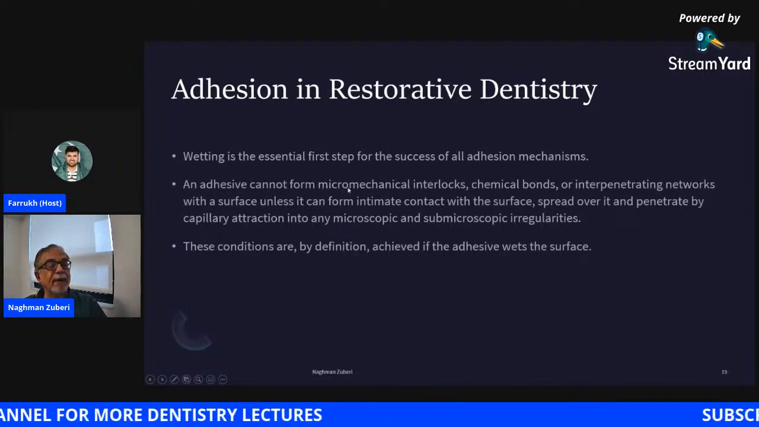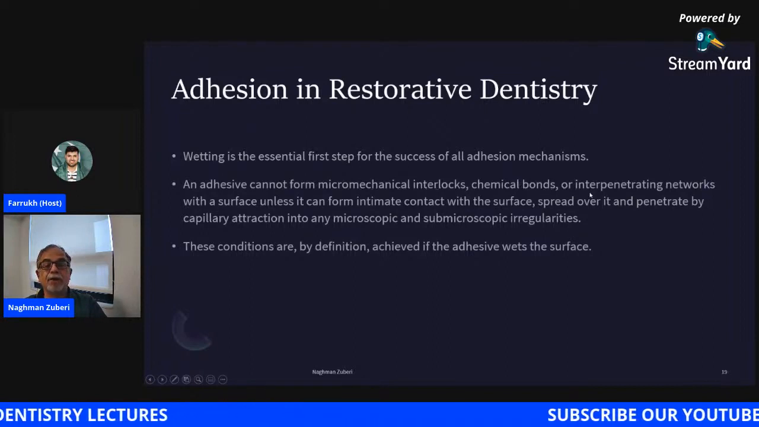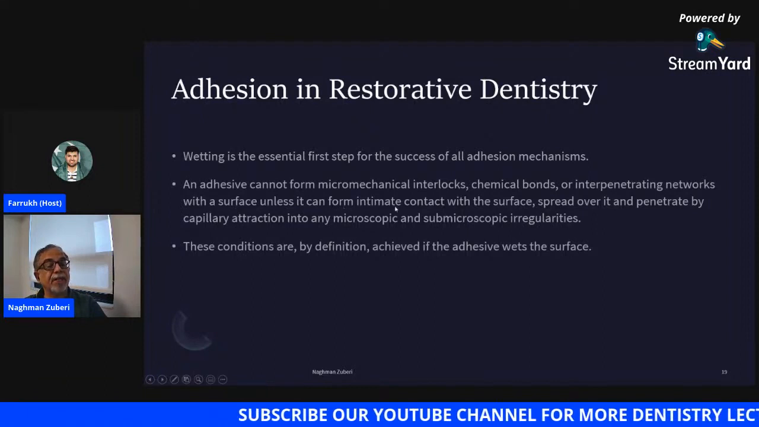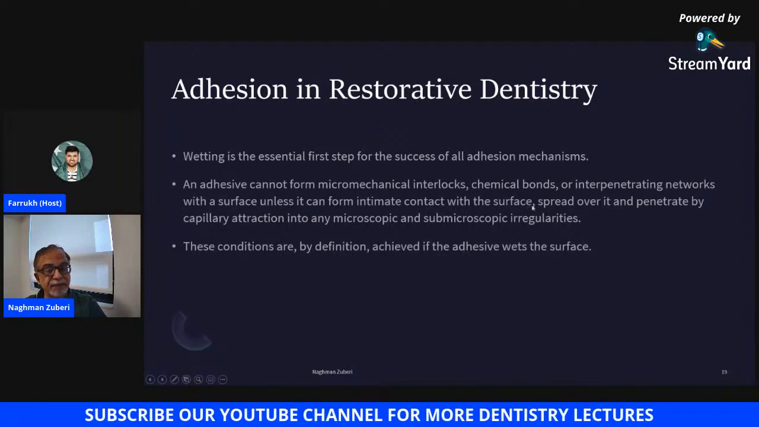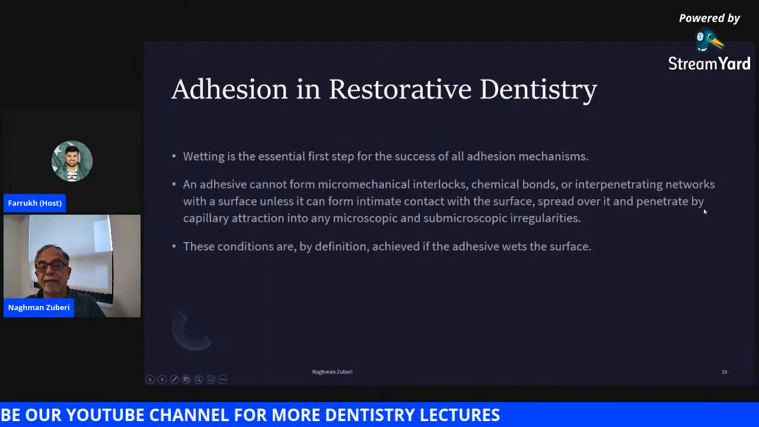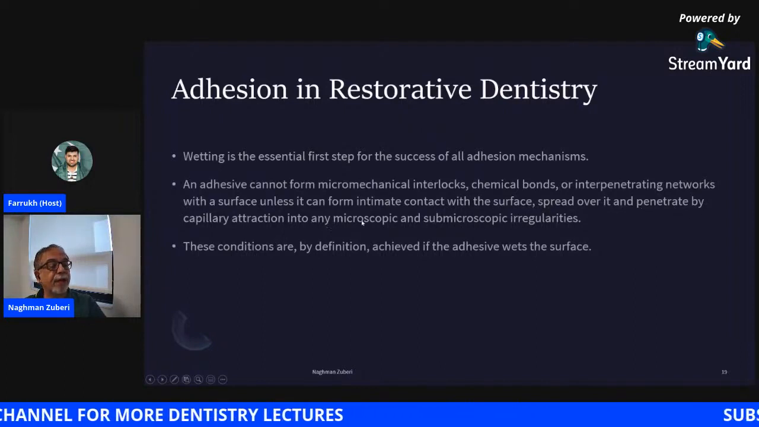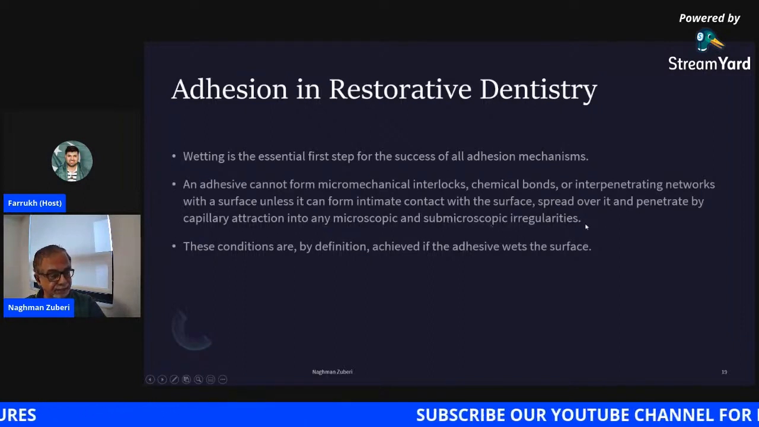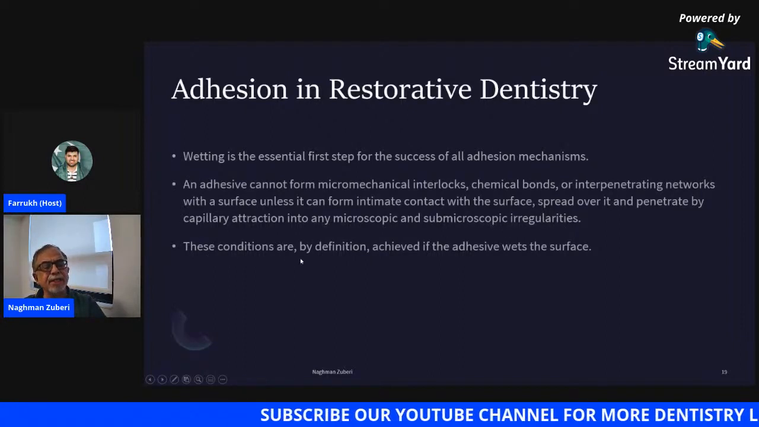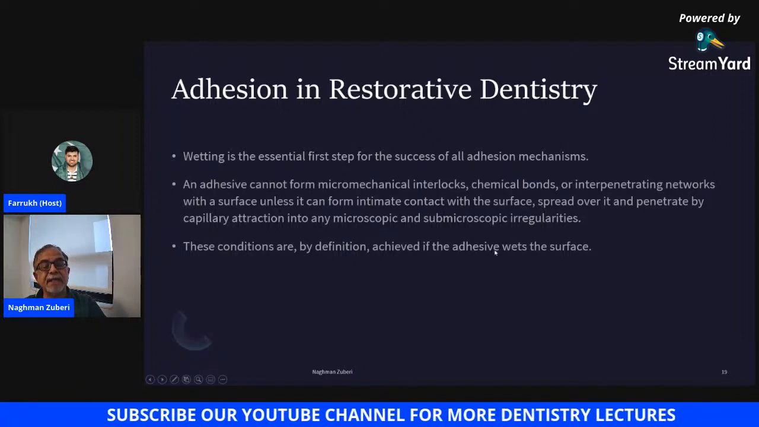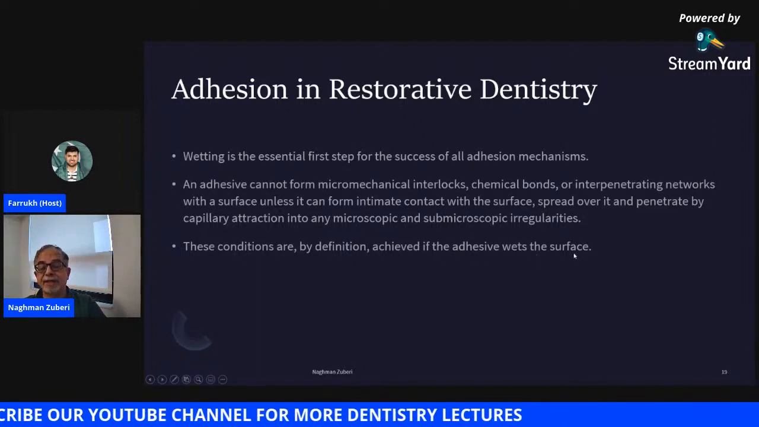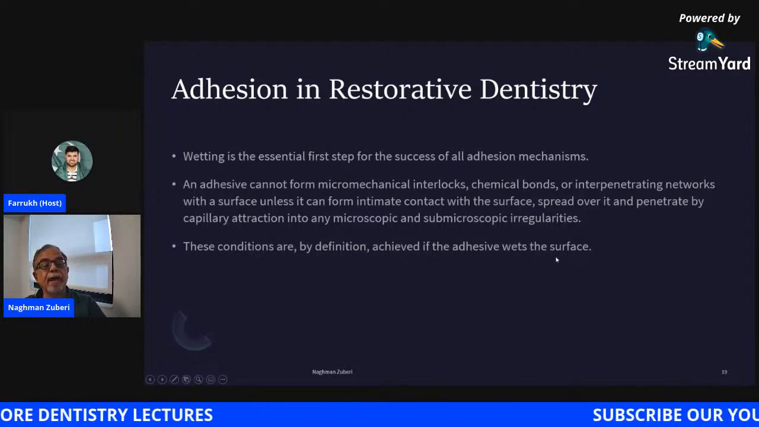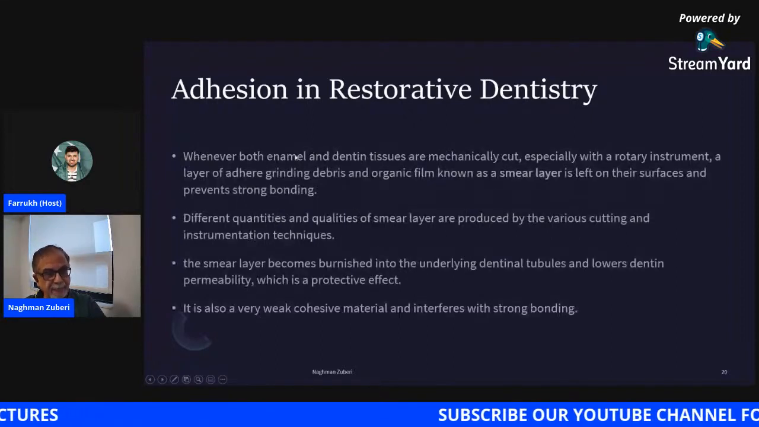An adhesive cannot form micromechanical interlocks, chemical bonds, or interpenetrating networks with a surface unless it can form intimate contact with the surface, spread over it and penetrate by capillary attraction into any microscopic and submicroscopic irregularities. So these conditions are achieved if the adhesive has the ability to wet the surface or the surface has good surface energy to get wet from the adhesive.